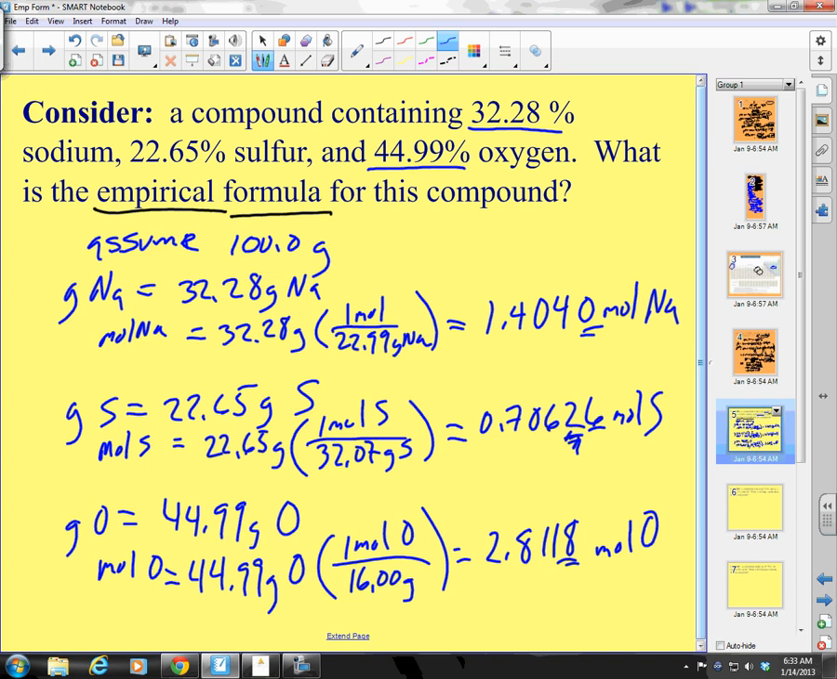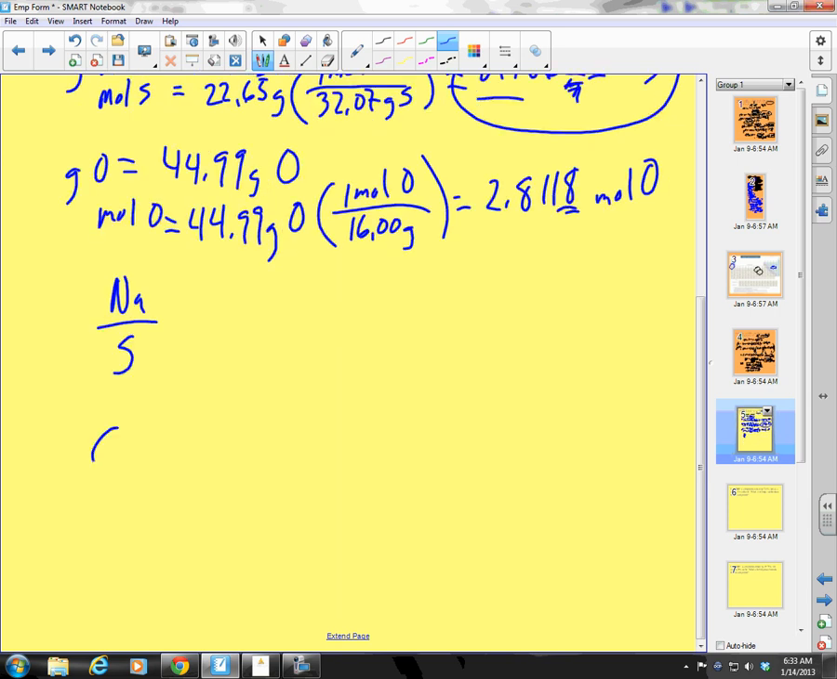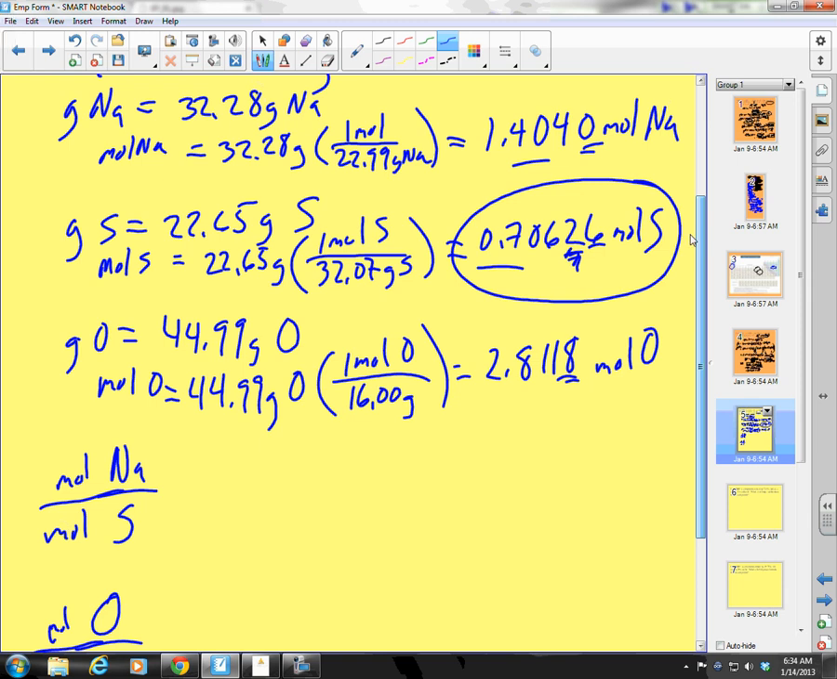What's my smallest amount of moles? Well, I have 1.4 sodium, 0.7. Okay, this is my smallest amount, right? Now, how many ratios do I need to set up? Well, I'm going to need a ratio between sodium and sulfur, and then a ratio between oxygen and sulfur. So I have moles of sodium per moles of sulfur, moles of oxygen per mole of sulfur. Now, why do I have sulfur twice? Because it is the smallest one. It is the denominator in each.